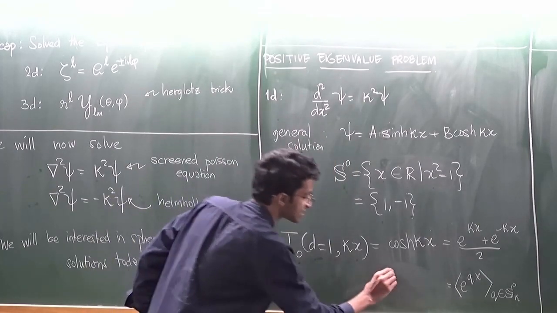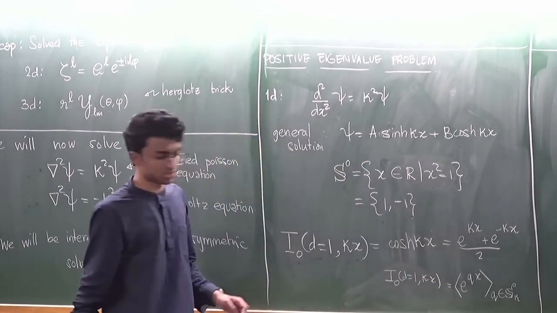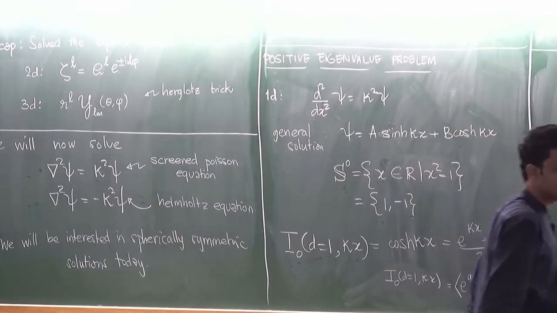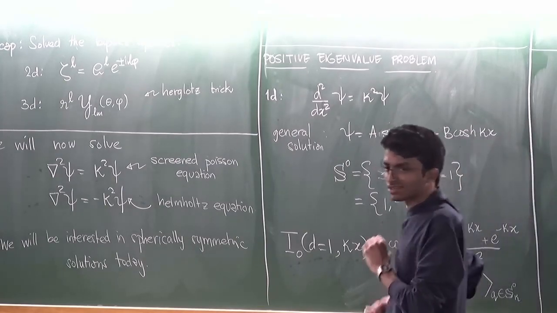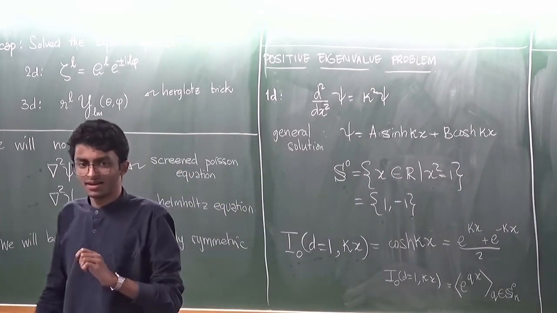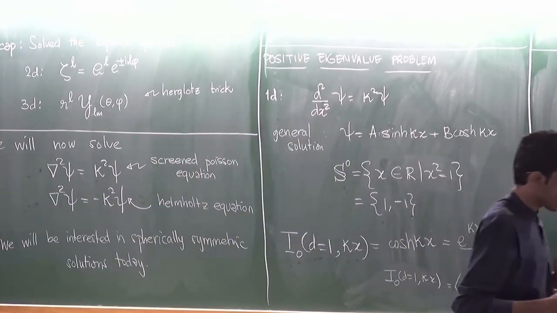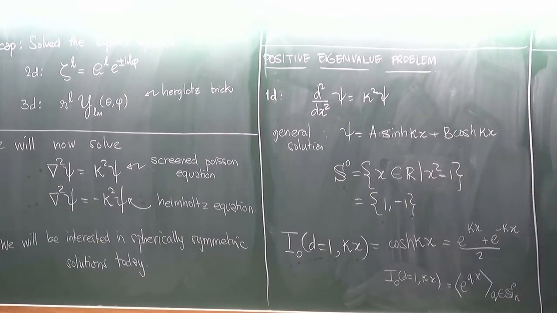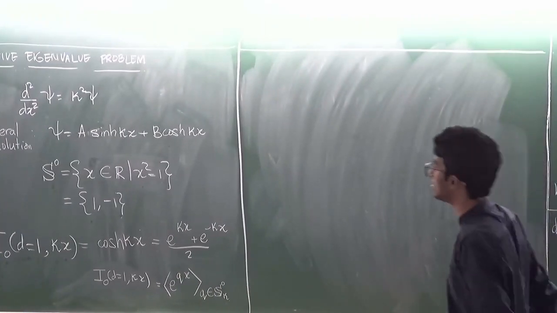So what we have learned is that I naught d equal to 1 of kappa x is just a spherical average, a zero-dimensional spherical average, an average over S0 of e to the qx. Now you might say this is some very complicated way of writing cosh kappa x, but why did I write it like this? Because this is what generalizes. Okay. Since we are done with d equal to 1, let's go to d equal to 2.